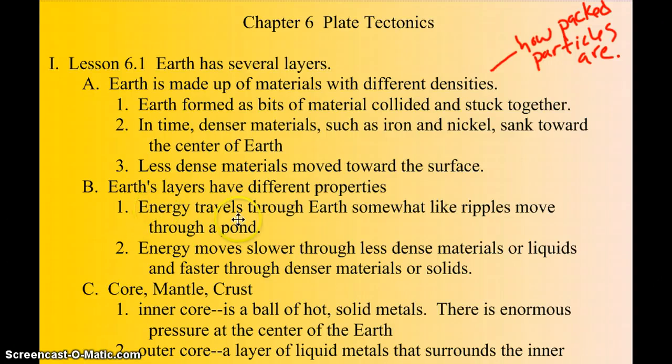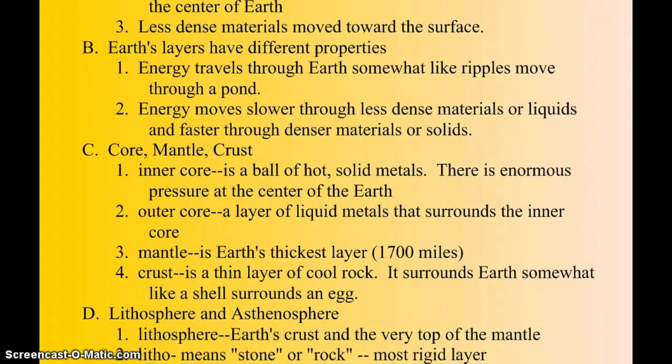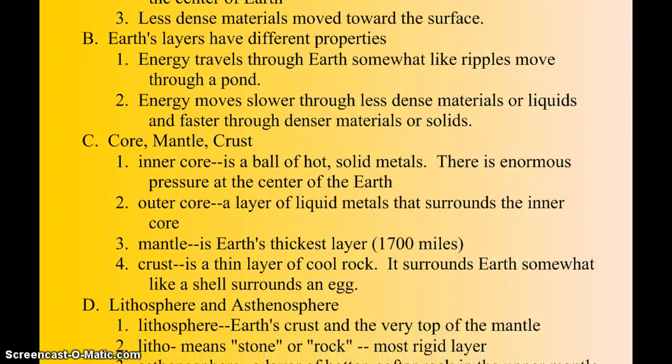Earth layers have different properties. They each allow energy to travel through it, kind of like if you throw a pebble in a pond, the energy spreads out in ripples. It does the same thing through the Earth's inner core, outer core, mantle, and crust. Different densities make it go through faster or slower.